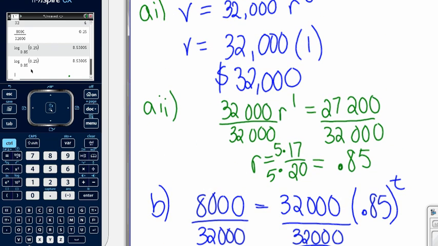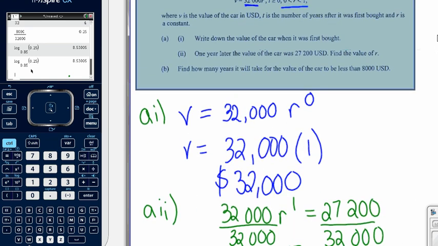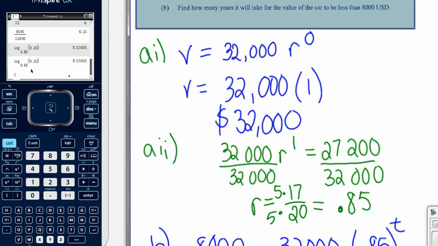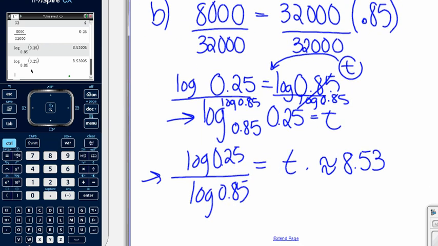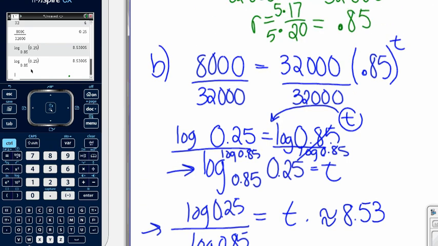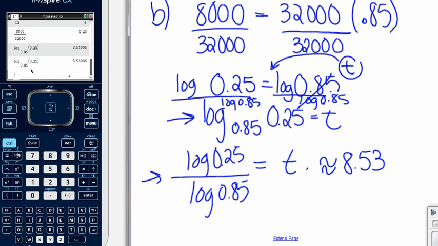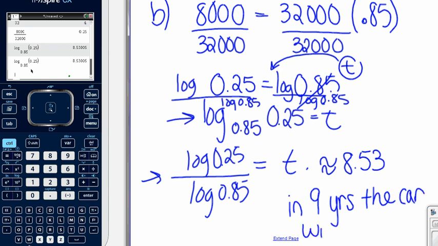So let's go back to the question. It said, find how many years it will take for the value of the car to be less than 8,000 US dollars. So if you think about it, in the 8th year, it'll still be more than $8,000 because it's depreciating, right? The value is getting less. So it's not until the 9th full year that our car is less than $8,000. So in 9 full years, the car will be less than $8,000.